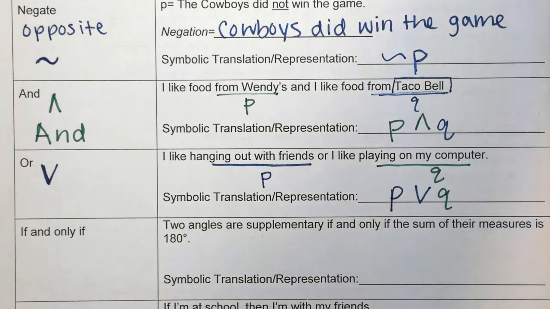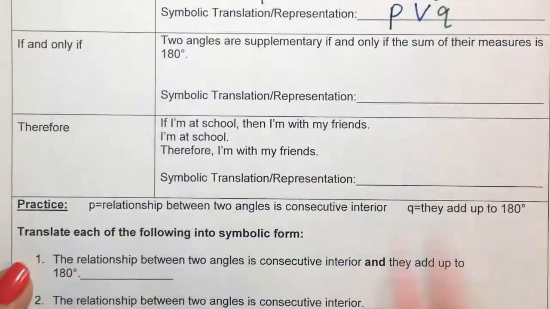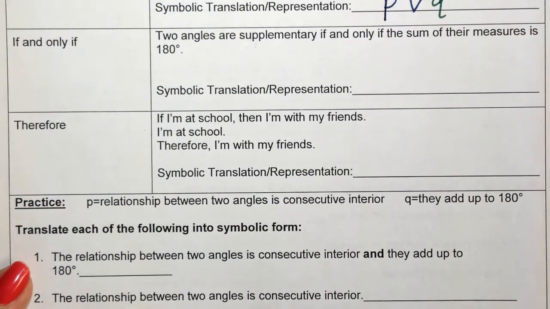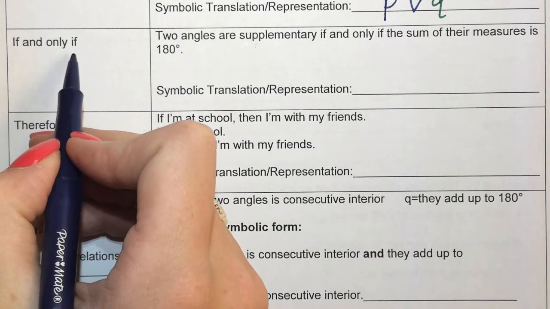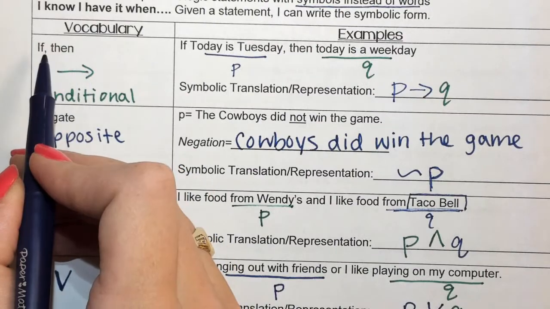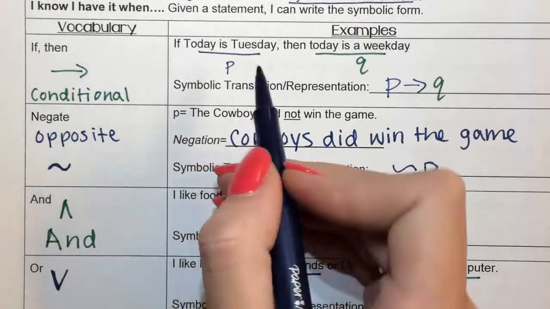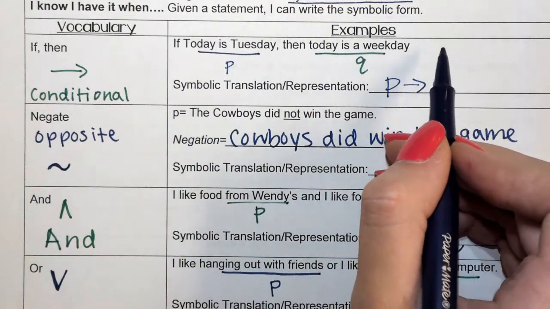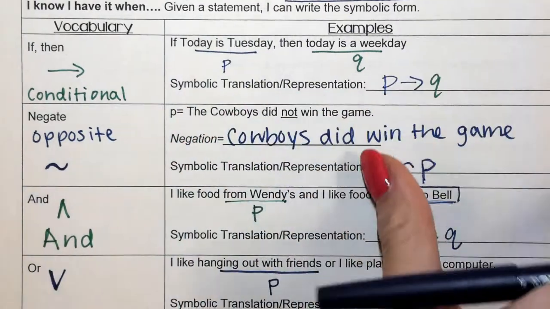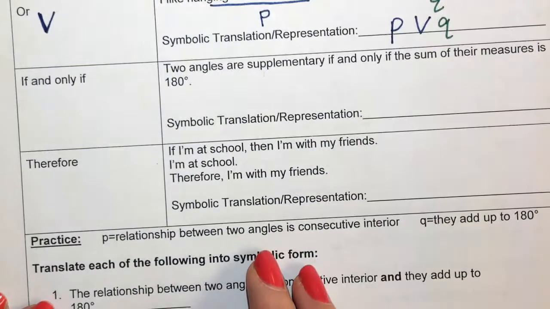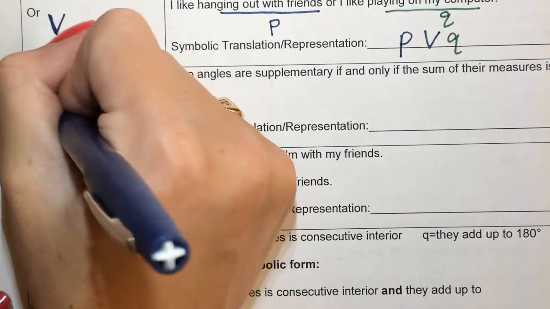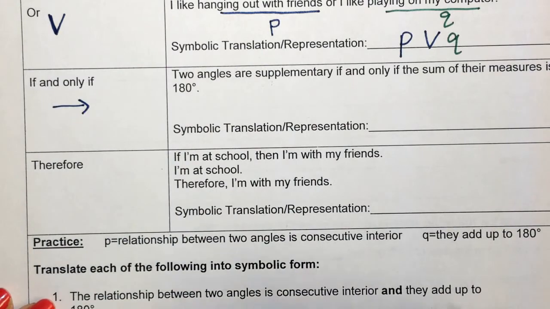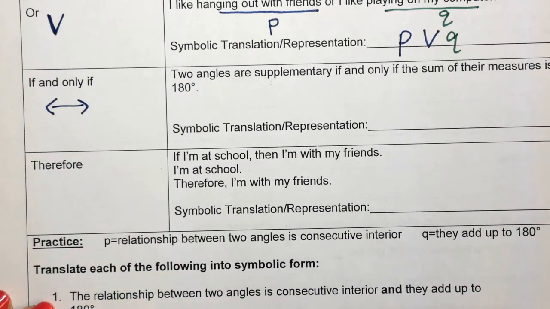Alright, 2 more symbols to go. Next up we have if and only if. So that is very similar to our if then, but it's a statement that has to go both ways. So if this part is true, then this, it has to go backwards as well. That is why it's if and only if. So since our if then is an arrow, our if and only if is an arrow that points both ways, since it has to go in both directions.